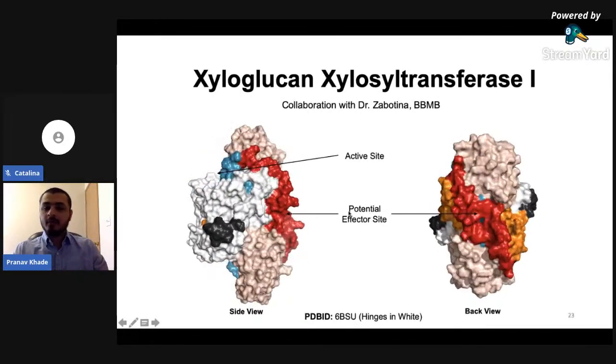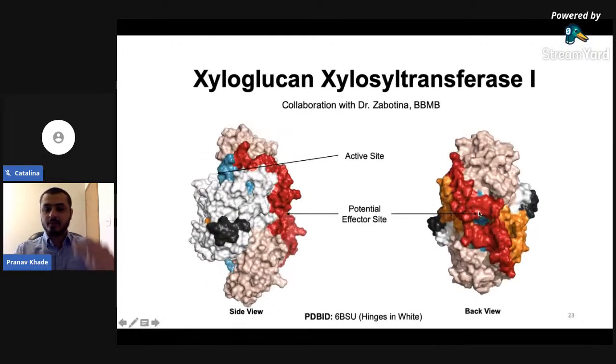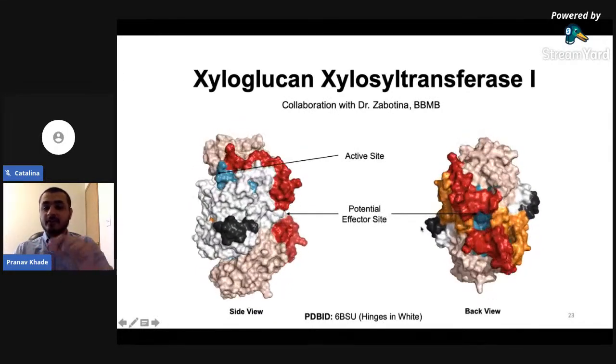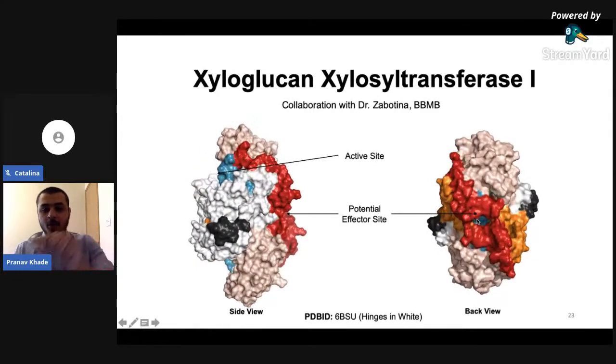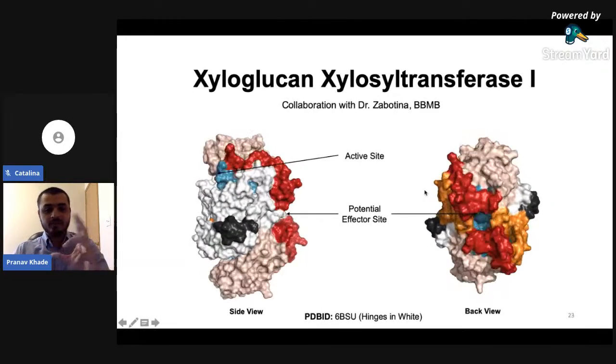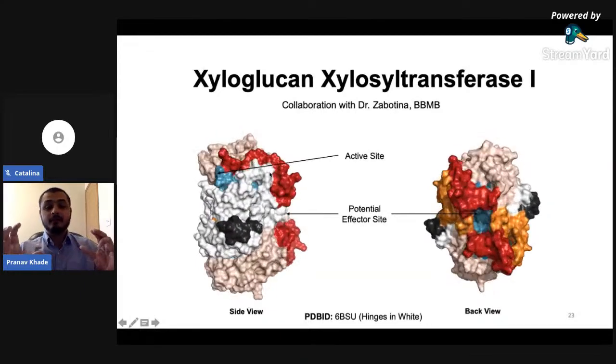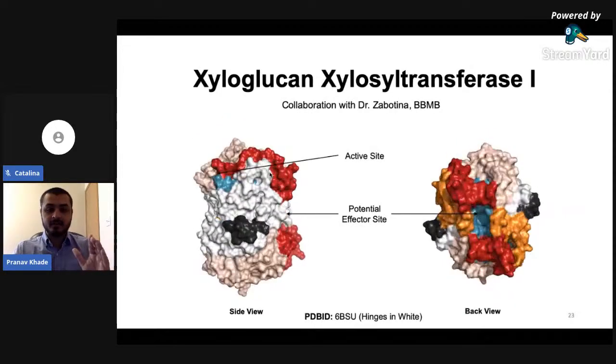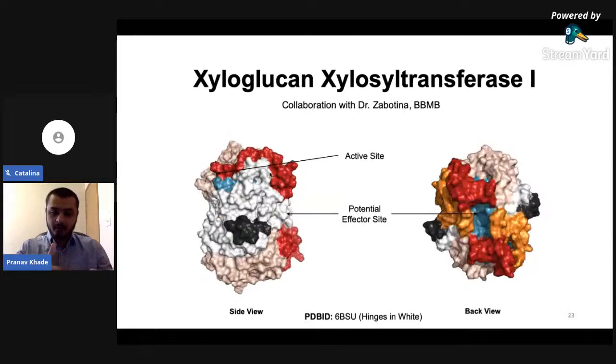So we found, because of this motion and hinges, this spot at the back of the protein, which is a potential effector site. If we block this effector site, the motion we are seeing, the flap you're seeing, will be restricted, and therefore the specificity of that protein, or of the active site, will be restricted. So this is a direct allosteric effect you can infer from the hinges you're getting.